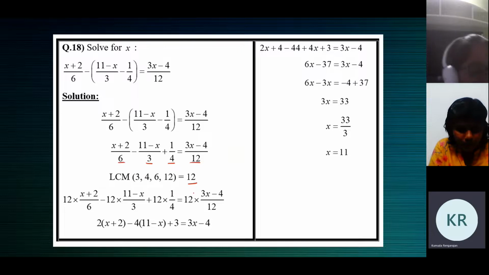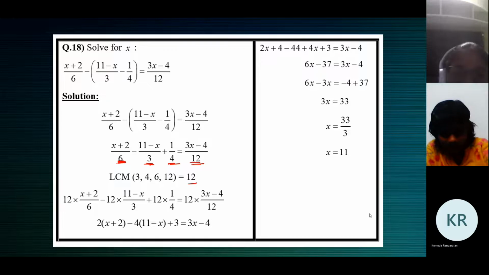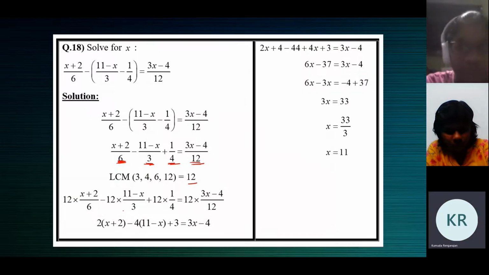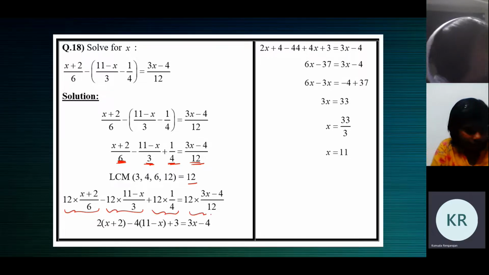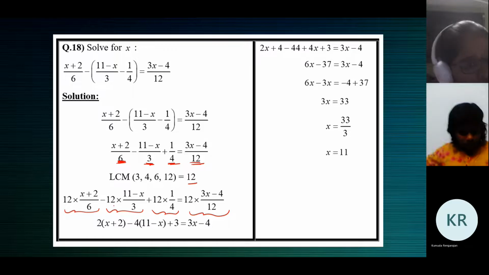After this, the procedure is familiar to you. We have to multiply every fraction, all the 4 terms, with the LCM 12. Do we know that, children? Yes, ma'am. So that's what you see here. Every fraction is multiplied by 12. See it? Just observe. I'll just wait for 30 seconds. Observe the step.